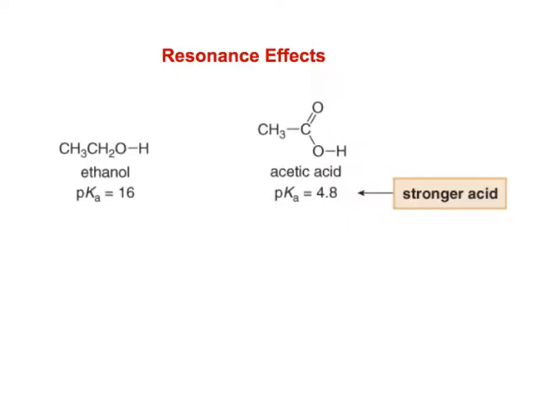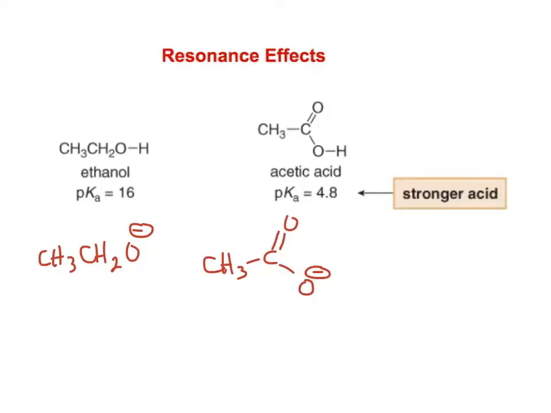Resonance effect is stabilization of the conjugate base through resonance. To explain this, we will compare ethanol to acetic acid. Again, we will have to write the conjugate base for ethanol, that is CH3CH2O-, and for acetic acid, that is CH3C(=O)O-. This is called the acetate ion.